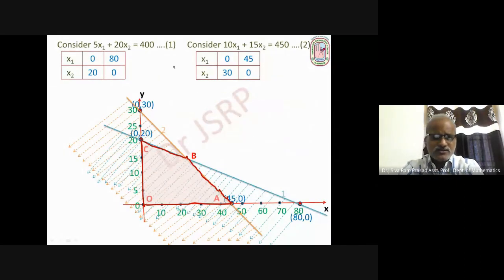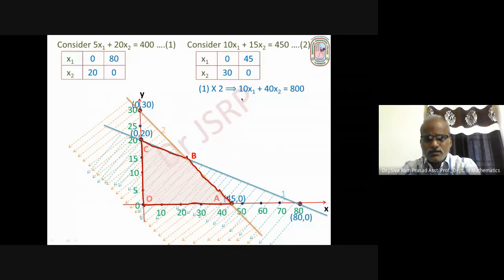How do you solve the first two equations? So eliminate one variable. Observe, the x1 coefficient here is 5, and here it is 10. So multiply the first equation by 2. Two 5s are 10x1 plus 40x2 equals 800. Multiply the first constraint by 2. The second constraint we have 10x1. You need not multiply the second constraint. So take the second equation as it is, 10x1 plus 15x2 equals 450.